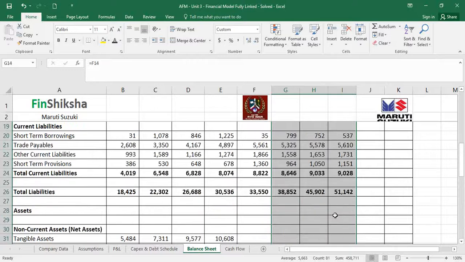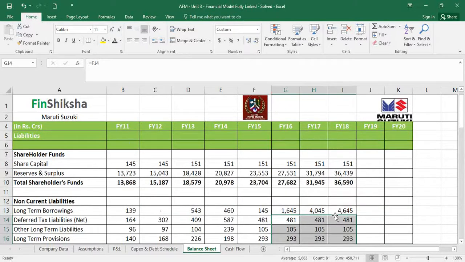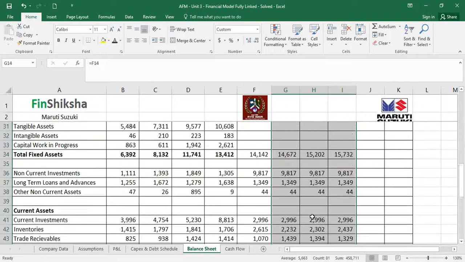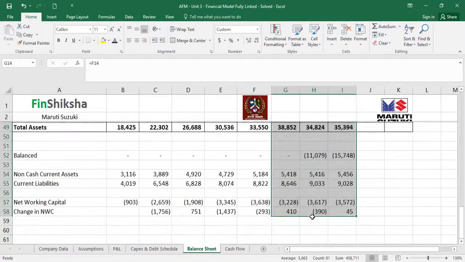Now, ideally, if the model is linked correctly, then when we drag the cash flow, right now you'll see the model will not match.